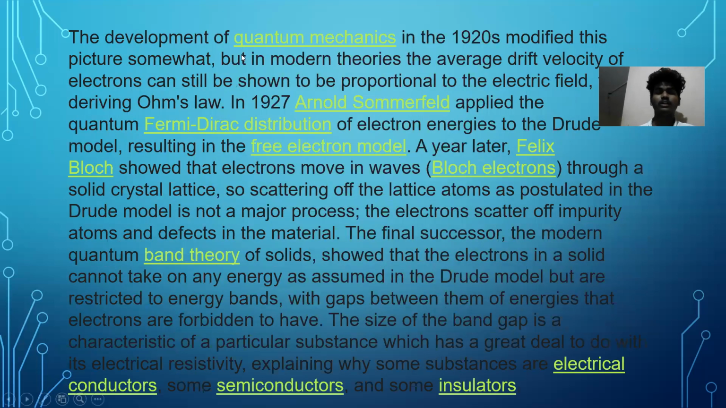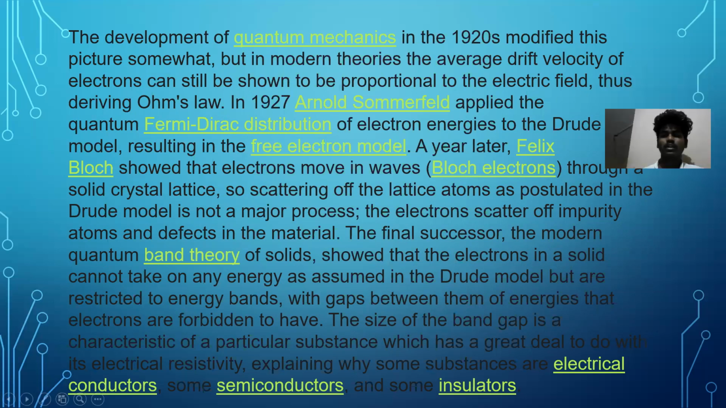And the next is the development of quantum mechanics in the 1920s, which modified this picture somewhat. In modern theories, the average drift velocity of the electrons can still be shown to be proportional to the electric field, thus deriving Ohm's law.